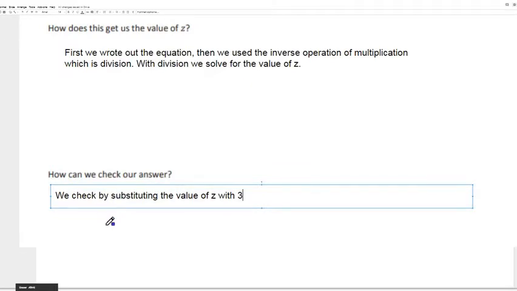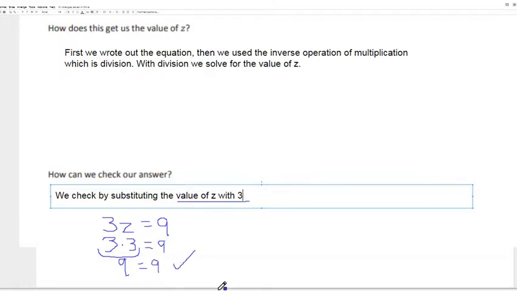We have 3 times z, and this is equal to 9. With our problem, we're going to take the value of z and substitute it with 3. So now we have 3. Remember, this is multiplication, so we can use the dot. 3 times 3. And of course, I'm just copying down the right side. And I go ahead and do the operation. Does 3 times 3 equal 9? The answer is yes. This is our check. 3 times 3 is 9, and it checks out. All right, so that's what we did. Now we're getting into multiplication and division. So that's our first one with multiplication. Let's go ahead and stop the video and we'll talk about one with division.